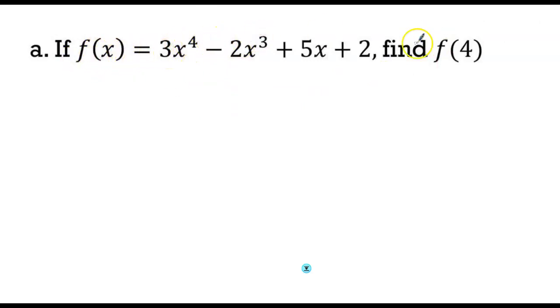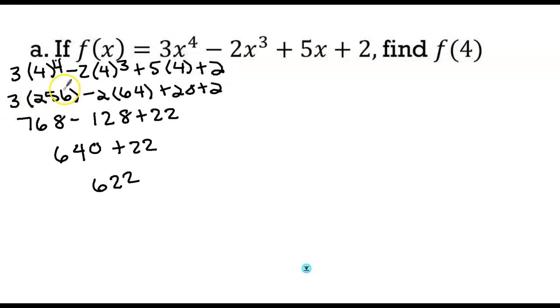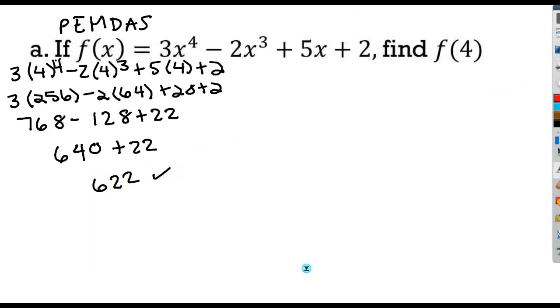is evaluate f of 4 in this function. I really think that you already have a good idea of how to do that. Everywhere I see an x, I'm going to replace it with a 4. Fourth minus 2, I'm replacing that x with a 4 plus 5 times 4 plus 2. And I'm going to go ahead and take a minute to work. So after I plugged in the 4, I'd use PEMDAS, or order of operations, to help me decide how to work out this problem. And my answer was 622. I think we're all pretty familiar with how to evaluate that way.